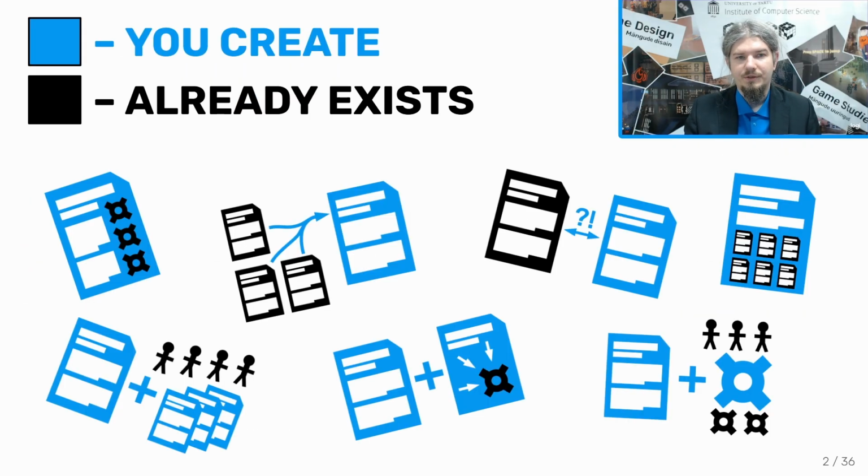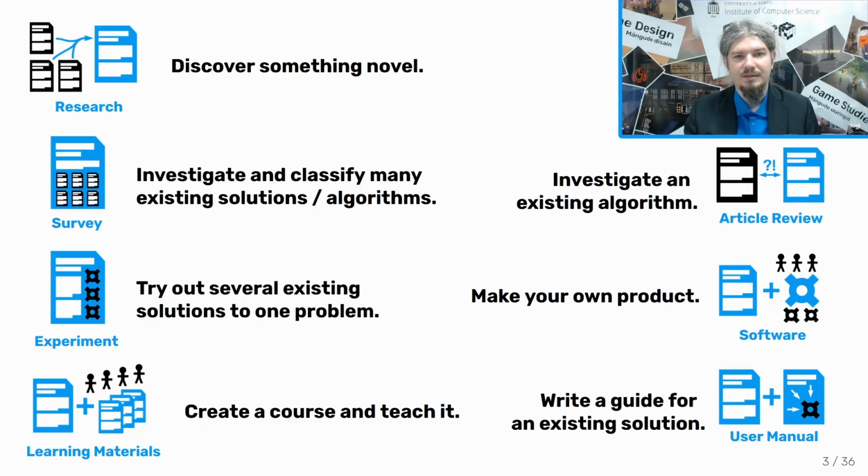When you see these icons for the 7 thesis types, those icons have a blue part and a black part. The blue part is something that you create during your thesis, and the black part is something that already exists in the world. We'll look at each of these types in more detail, but here is a brief overview.